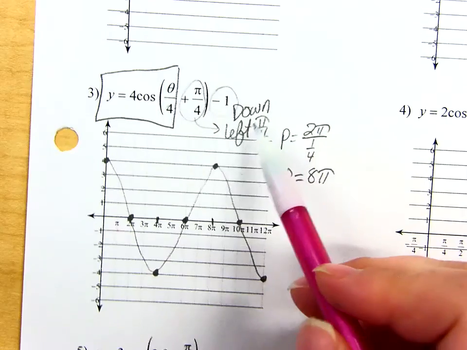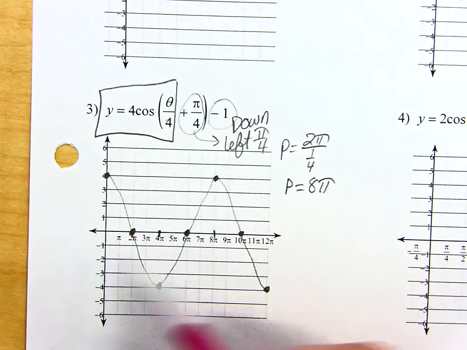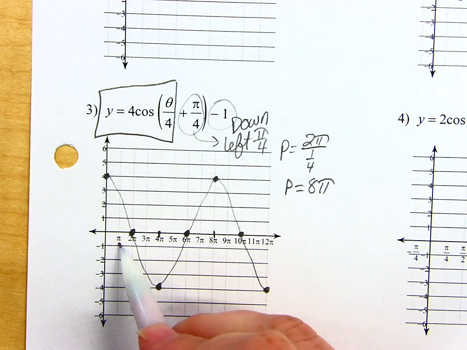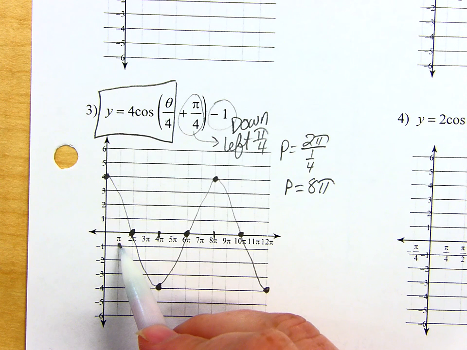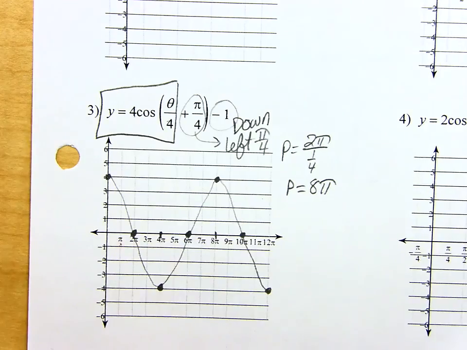And now I want to do what they tell me. It says to go down 1, well that's easy enough, but then left pi over 4. Pi over 4 is not on here, but pi is. If pi is 1 whole box, then what would pi over 4 be? 1 of that. So I'm literally moving 1/4 of a box to the left.